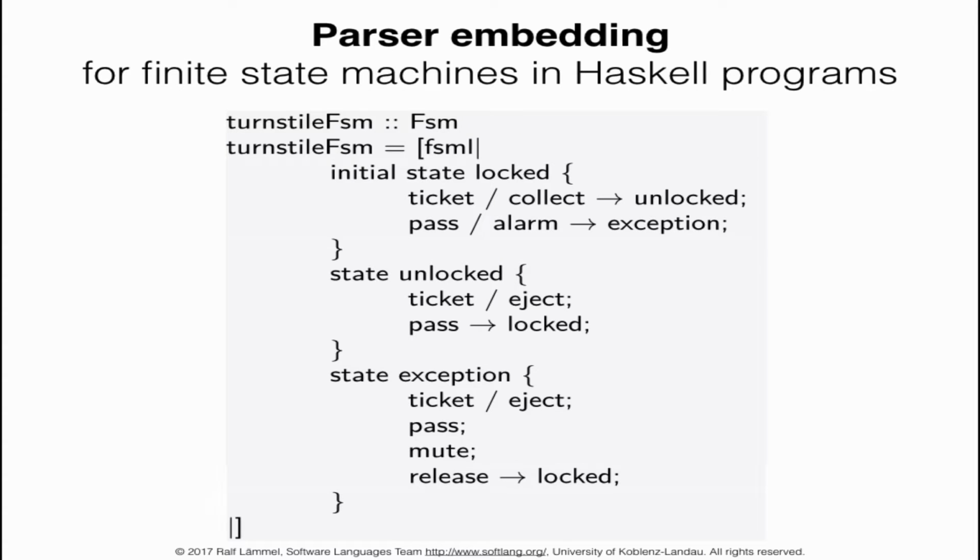embedded language. So here we see how we could use the syntax of finite state machines directly in Haskell. So what we need to do is we need to use the quasi-quote brackets, and we need to say what language we want to switch to. And the language obviously is called FSML. And then within these brackets, we can place the finite state machines. Underneath, this syntax is converted into some abstract syntax of finite state machines. And in fact, it's also further translated into Haskell expressions.